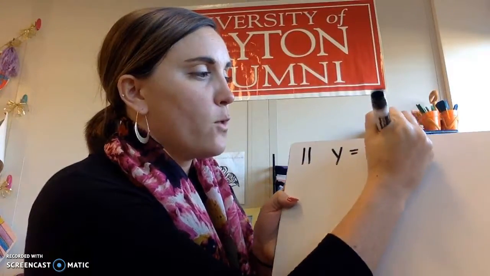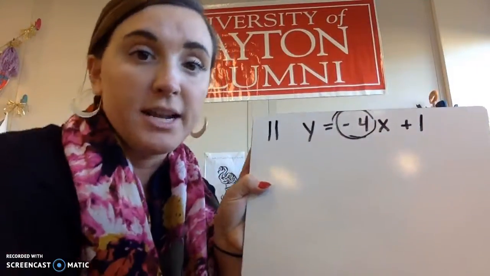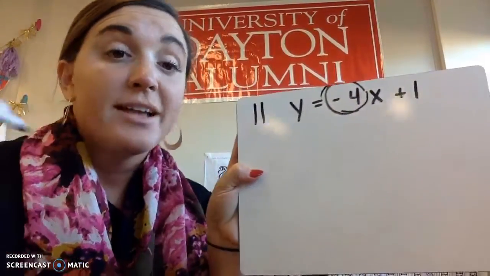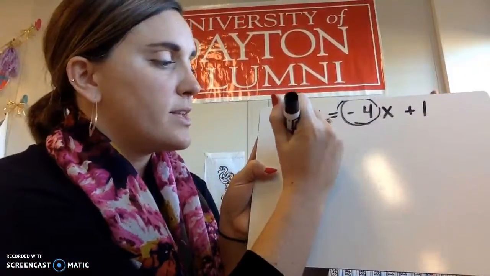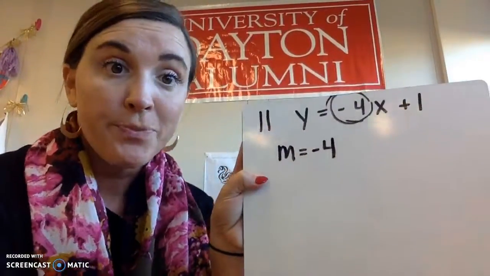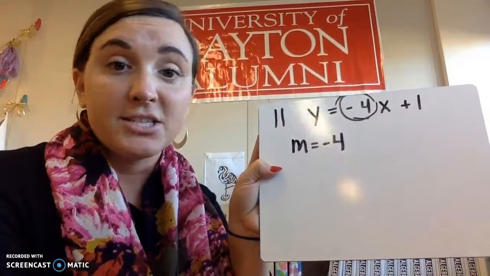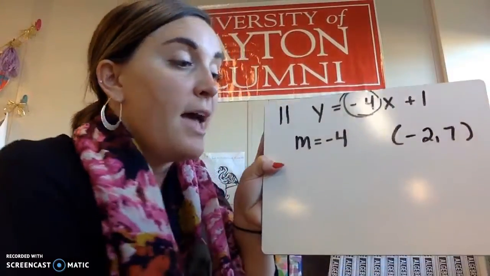So if it has to be parallel to the line y equals negative 4x plus 1, well, that has a slope, try to box it in there, of negative 4. So if it's parallel, that means the line that we're going to deal with also needs to have a slope of negative 4 because parallel lines have the same slope. We're going to use the point it needs to go through. They gave us negative 2, 7 as well.